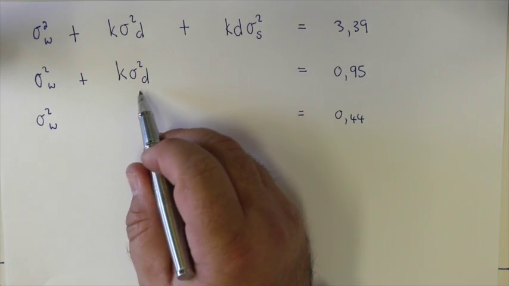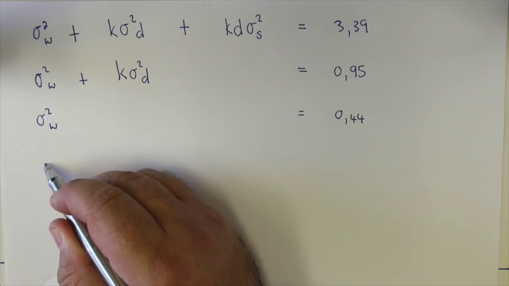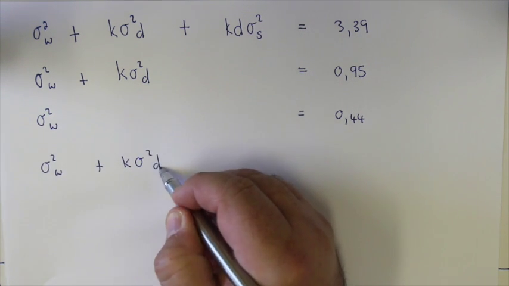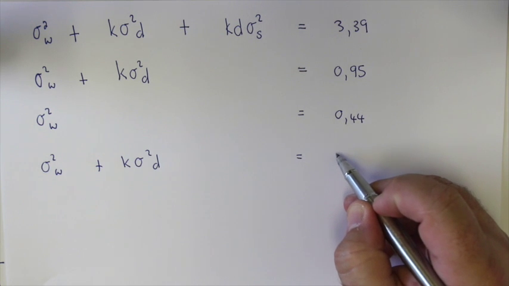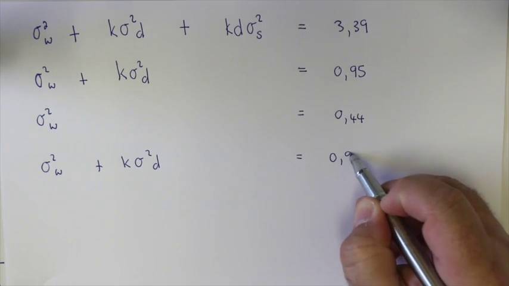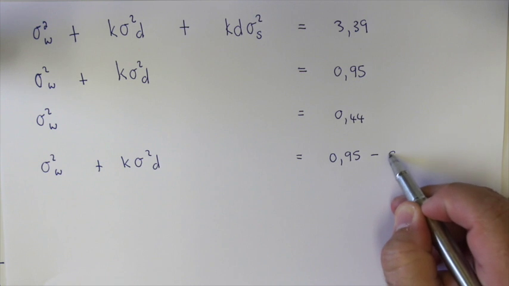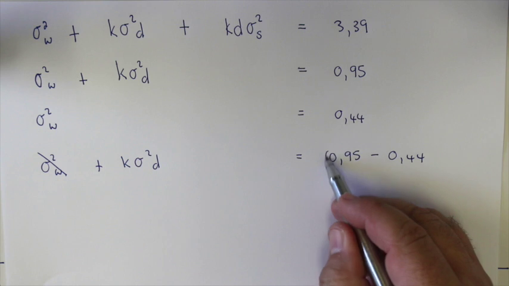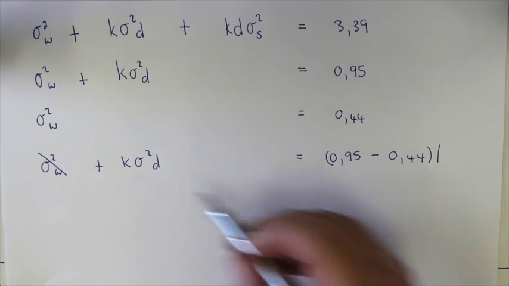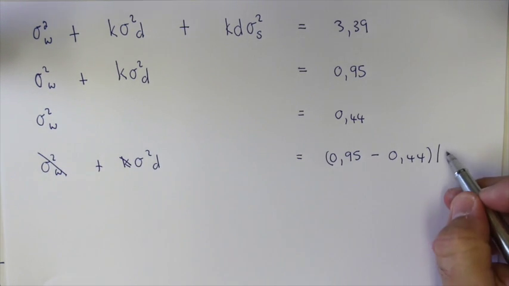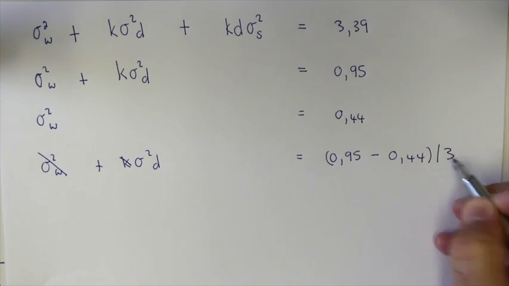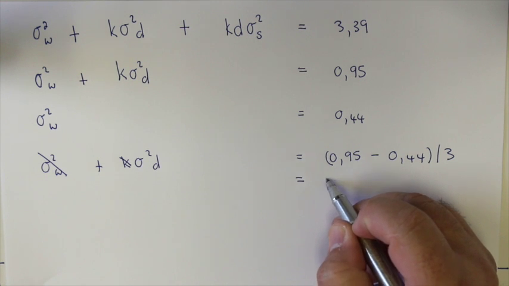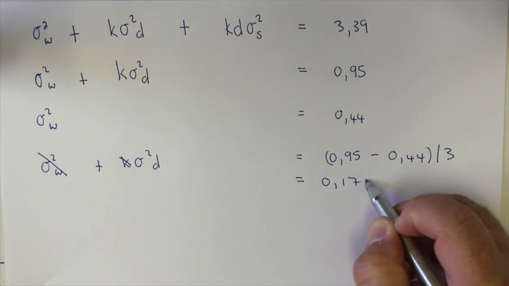So let's have a look at how to calculate sigma squared d. That is simply sigma squared w plus k times sigma squared d equals 0.95 minus 0.44, divided by k. And remember, k was 3. That gives us a value of 0.170.